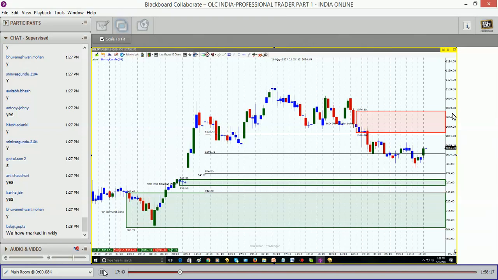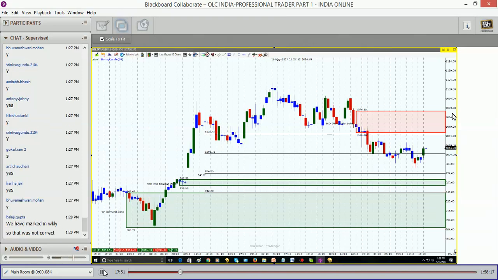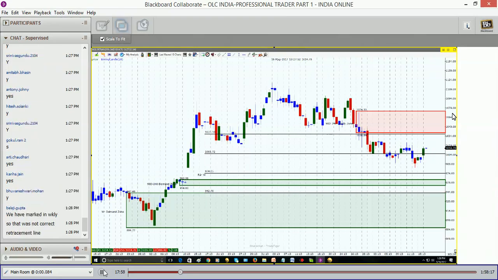We have marked on weekly. What have we marked on weekly, Balaji? So that was not correct. Balaji, location is a different time frame. Where we look for trend is a different time frame. Where we look for zoning is a different time frame.